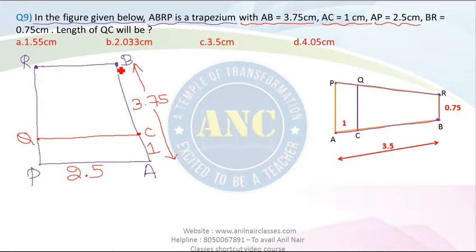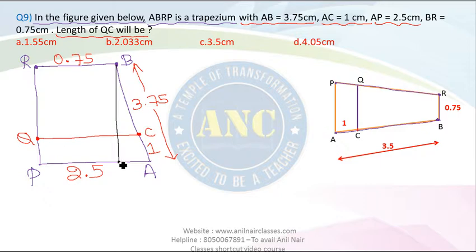Next, BR value is 0.75. This value is 0.75. Your question is, find the length of QC. QC value length I need to find. Now see here, sir. I need to find the length of QC. Now what I will do is, I am more habituated always to draw this perpendicular so that it will ease our problem.